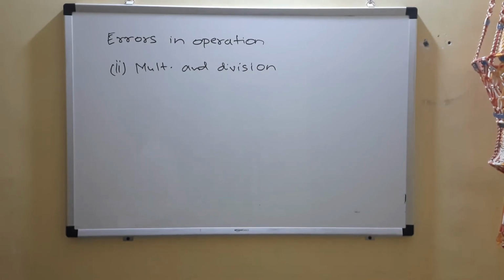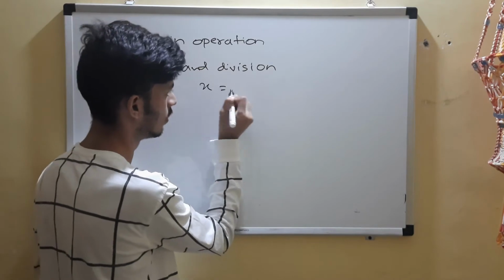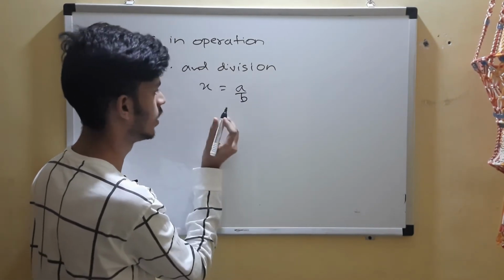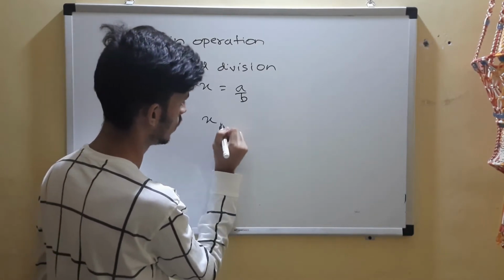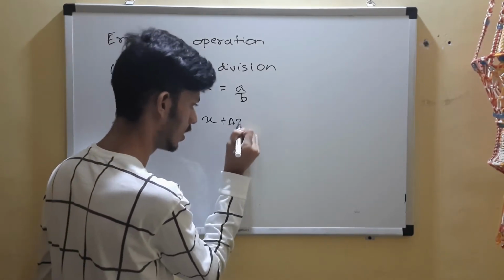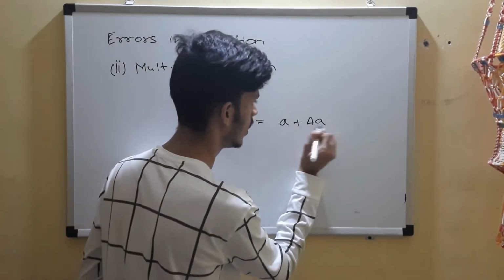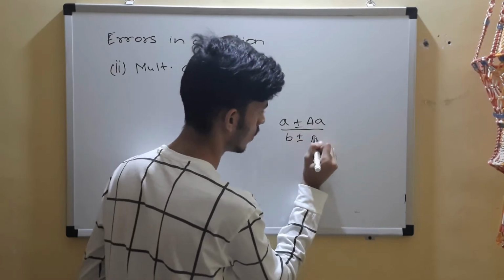Let's go for the division proof now. We'll prove that the relative errors should be added. So let's do that. So x is equal to a by b. Now let's account for the errors as well. x plus delta x, total error, and here we have error in a, here we have error in b. So plus minus, of course.